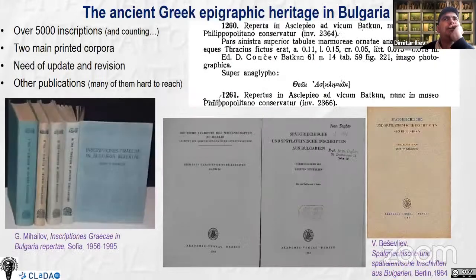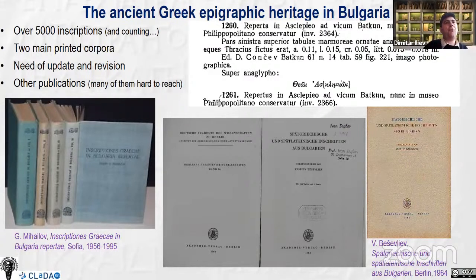on the contents of what we are trying to encode and visualize here. We're starting with the ancient Greek epigraphic heritage in Bulgaria, which counts more than 5,000 inscriptions, and counting, because every year, every archaeological season, there are new inscriptions discovered, and some of them are unpublished, some are published in new publications. So this number is not definite.